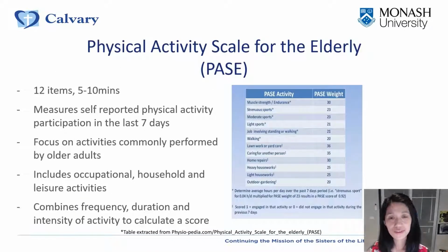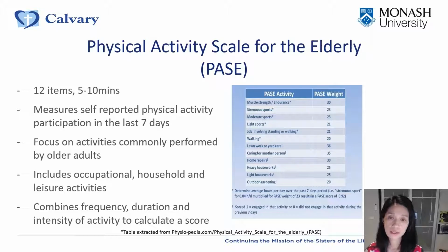Now, for those of you who are not familiar with the PASE, it's called the Physical Activity Scale for the Elderly, and it was designed specifically to measure activity participation in people over the age of 65. There are 13 items in all. The first item is excluded from the final score because it measures sedentary activity. And you can see in the table here the other 12 items. And next to it, you'll see the PASE weight, which is a weighting that's assigned to each of these activities based on the intensity of each of them.